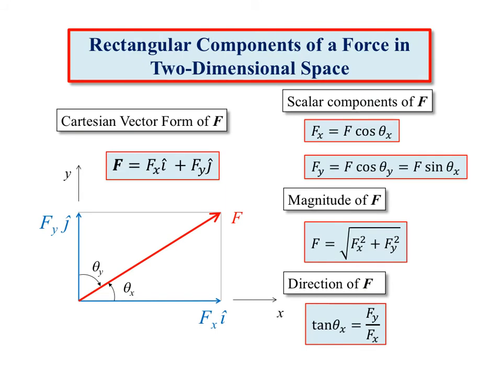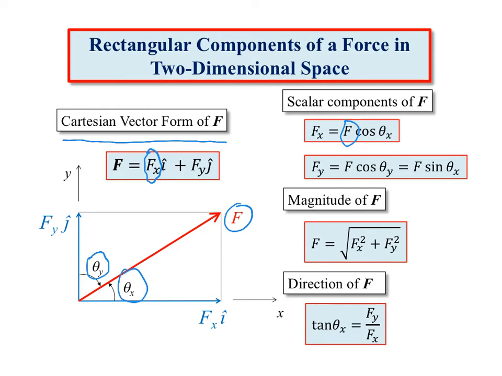After defining these unit vectors, we can express a force in what we call its Cartesian vector form. So if we have a force of magnitude F here, it makes an angle theta x with the x-axis, and its line of action makes an angle theta y with the y-axis. We can define a scalar component in the x direction. We'll call that F sub x. And that's just the total magnitude of F times the cosine of the angle that the line of action makes with the x-axis, theta x.